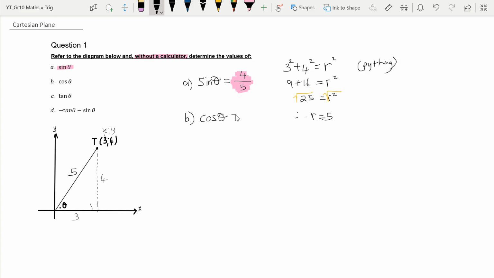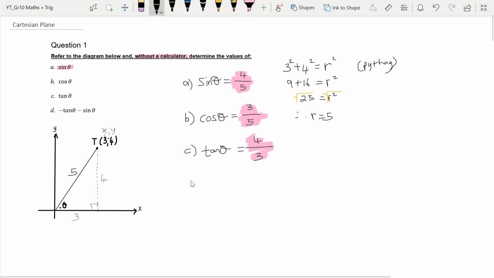Okay, B, cos theta. Well, cos theta is equal to adjacent over hypotenuse, and we are done. We answered the question. We used our diagram and we found the value of cos theta. Tan theta. Well, tan theta is equal to opposite over adjacent. Opposite over adjacent. We are done. That's what they asked us to do.